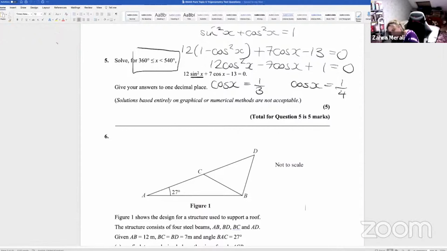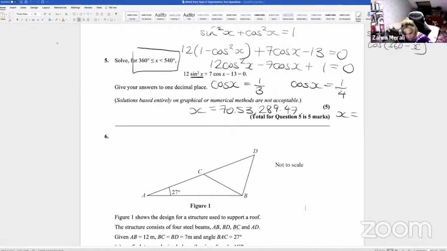Let's write it up here. So remember, your rule for sine was 180 minus x, and for cos it's 360 minus x, and then it repeats every 360. So if I do shift cos of 1/3, it gives me 70.53. Now that's not in the range, but that doesn't matter for the moment. Then I do 360 minus the answer, and I get 289.47.